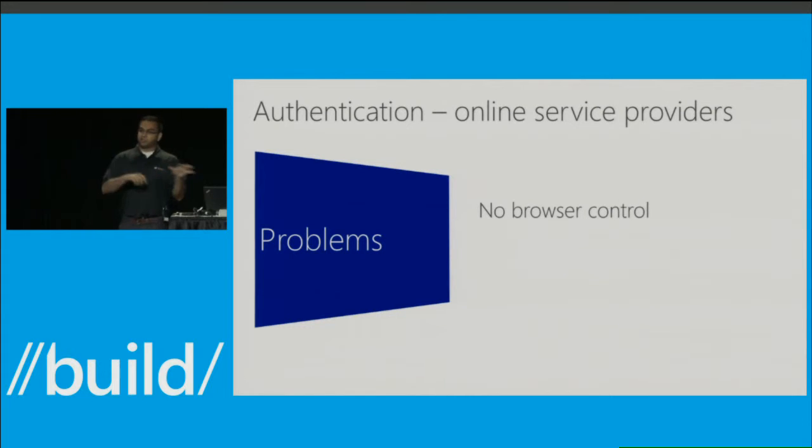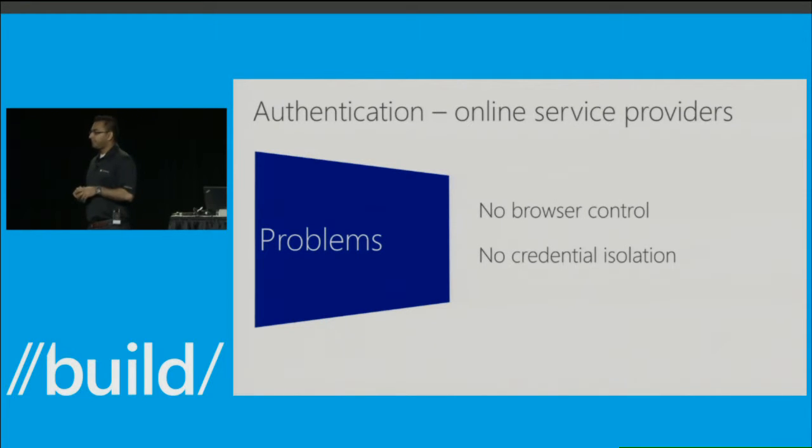And even if such a browser control did exist, there was no credential isolation. Why? Because this browser control would have been running in proc with your application, right? So all the pages that are being hosted, the application has access to, which from a security perspective defeats the whole purpose of OAuth. The idea is to abstract away the username and password and just hand out tokens. You can lose these tokens, they can be invalidated, revoked, and stuff like that.